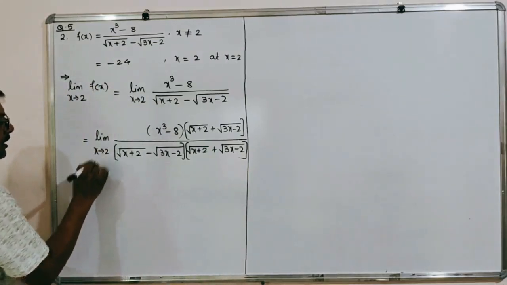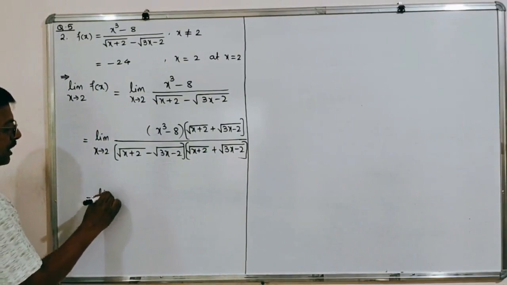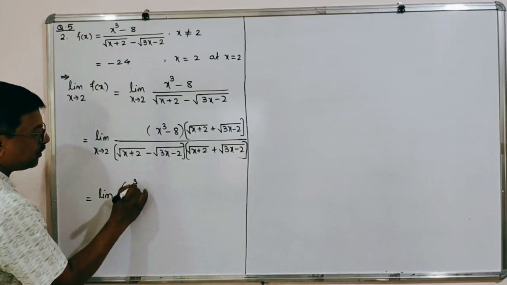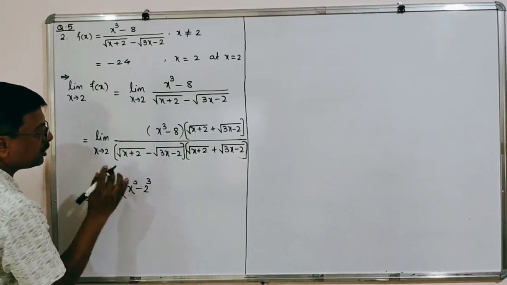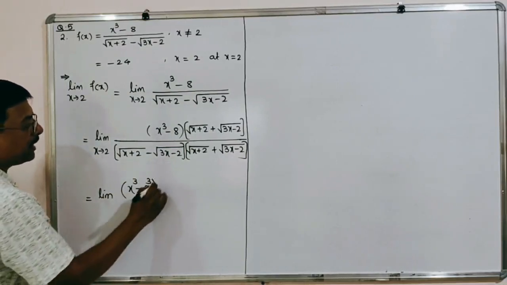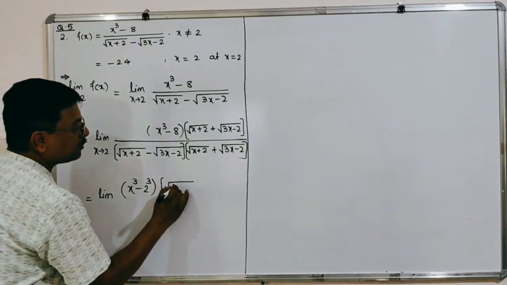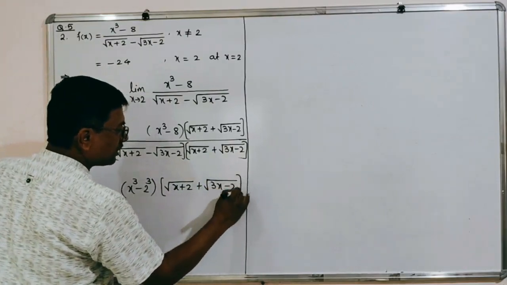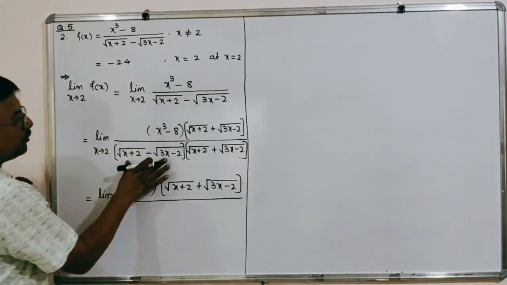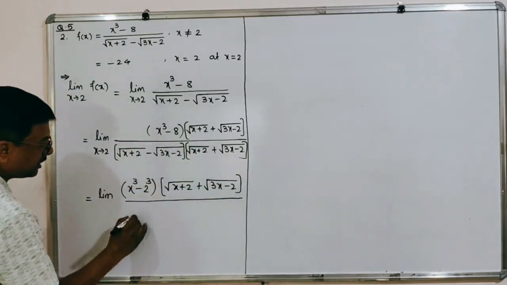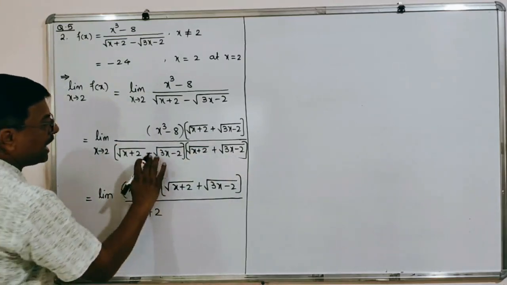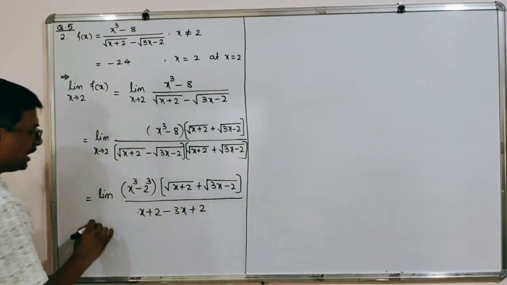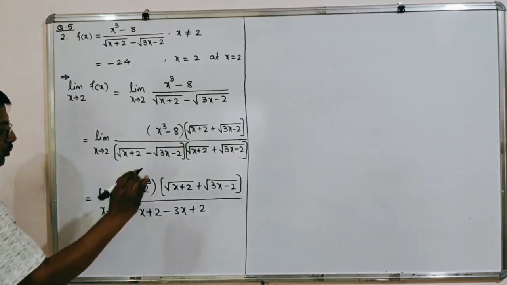As x tends to 2, this is equal to limit of, we'll rewrite this bracket in another form, x cube minus 2 cube into the second bracket root of x plus 2 plus root of 3x minus 2, divided by taking the product of these two brackets, it is x plus 2 minus 3x, and minus into minus becomes plus 2, as x tends to 2.